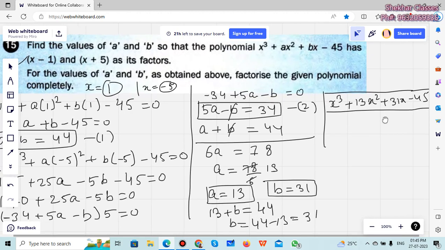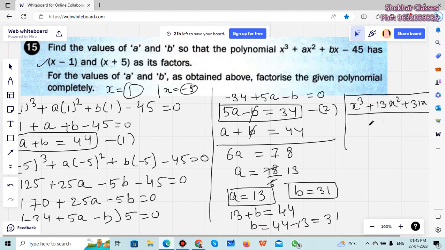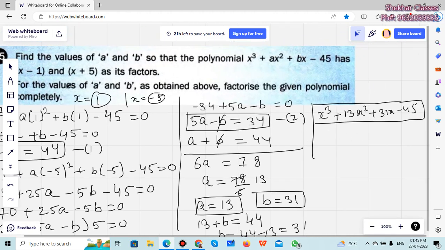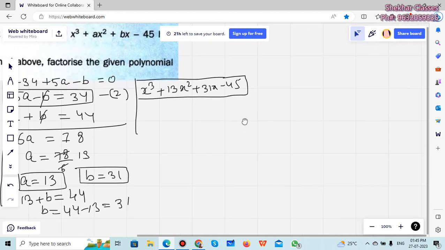How to factorize this? So what we can do in this case is we will divide it by the first factor, which is x minus 1. And we can also divide the quotient that we have got by x plus 5, the second factor. We'll get the third one also. So let's do that.